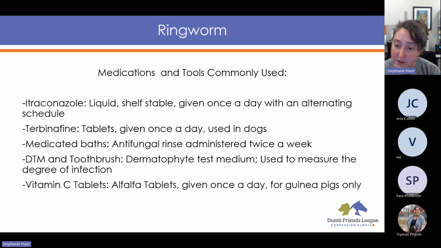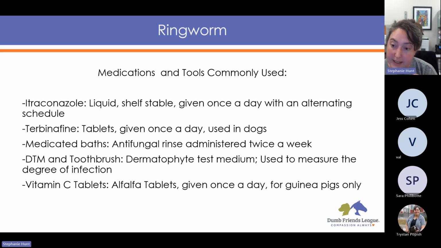We use a toothbrush to brush the fur of the animal and collect spores from the ringworm. We transfer those spores and hair onto a DTM, which is a dermatophyte test medium. We put that into an incubator here at the shelter. It is a very firm answer. It can indicate, yes, it has ringworm, and how heavy that ringworm infection is.